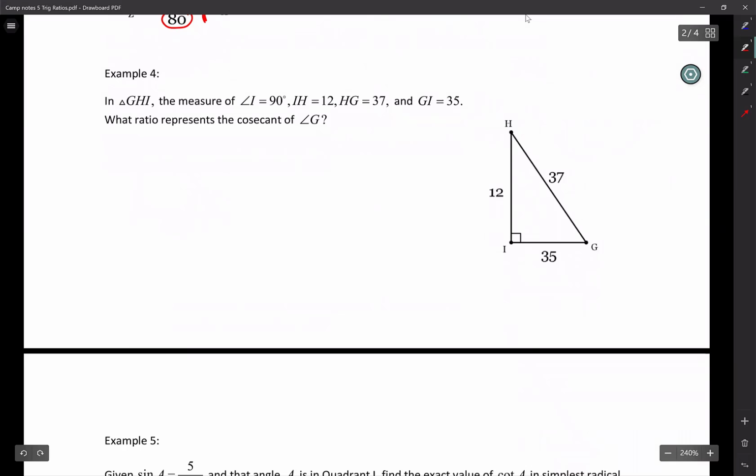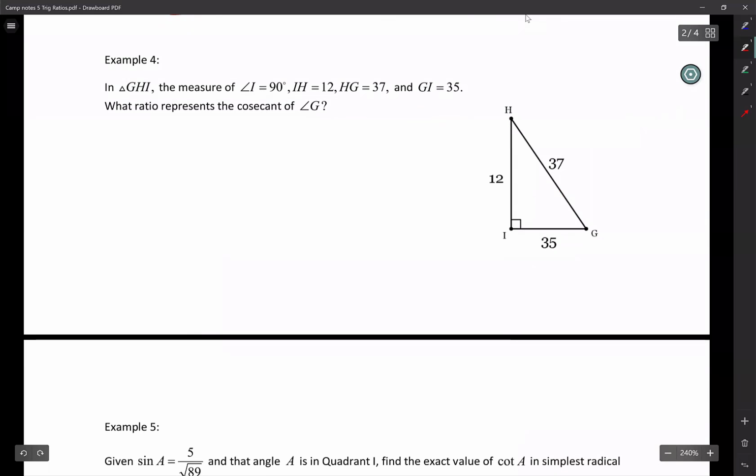In triangle GHI, the measure of angle I is 90 degrees. Perfect. That means I can use trig ratios. And then they tell you that IH is 12. That's a Common Core thing. They should probably be putting lines on top, but that's fine. What ratio represents cosecant of angle G? So they went ahead and spelled out the whole word.